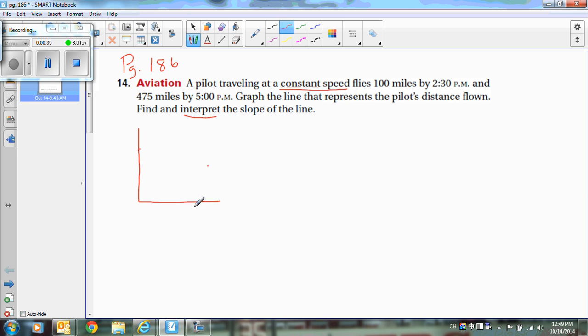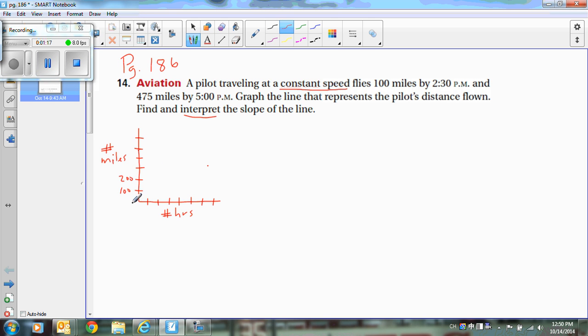So we're going to make a graph here where how far he's traveled, the number of miles, will depend on how much time has gone by. So we'll let the x-axis represent the number of hours, okay? So let's see, he travels 100 miles by 2:30 and 475 miles by 5 o'clock. So I'm going to put some tick marks on here that represent hours, all right? And then put some tick marks here that represent every 100 miles. So this would be 100 miles, 200 miles, etc.